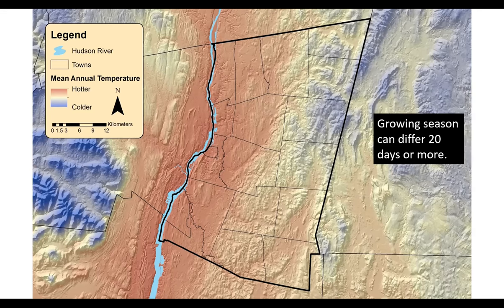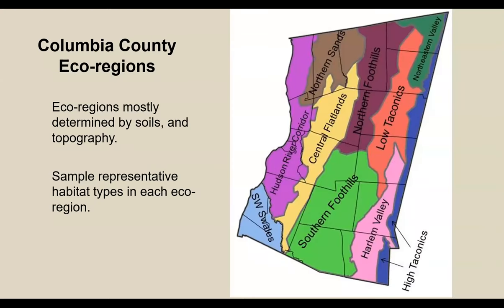And this pattern is similar for precipitation. Precipitation is really correlated with elevation, so you get more precipitation up here than you do down here in the flatter areas. And so the idea of the field guide was to break up the county into different ecoregions determined by soils and topography, and sample representative habitats in each of those ecoregions.